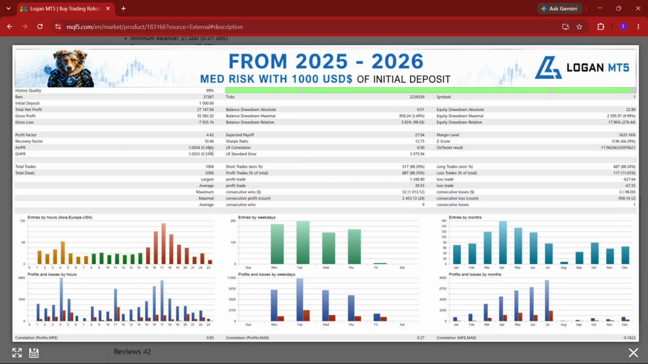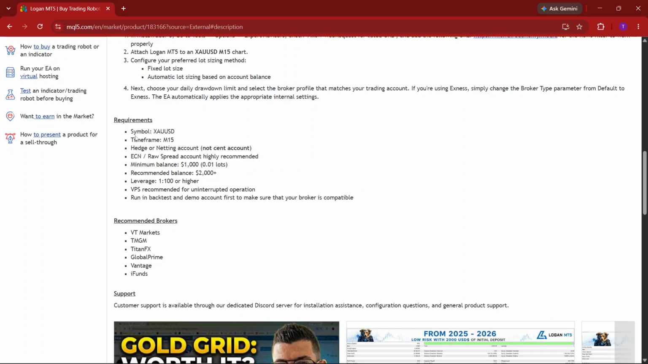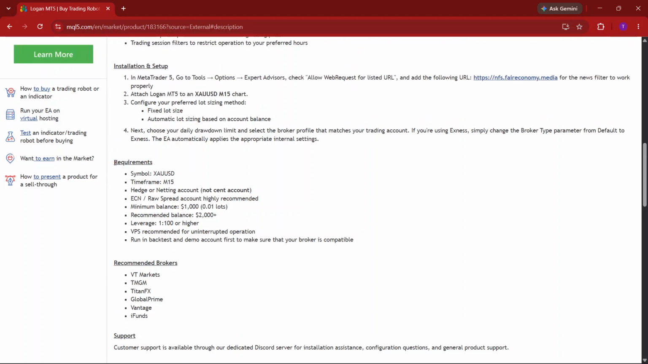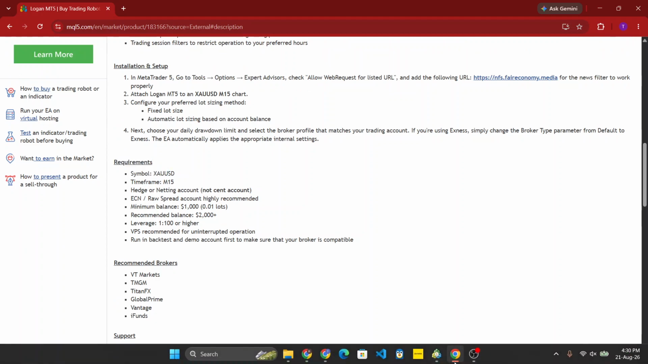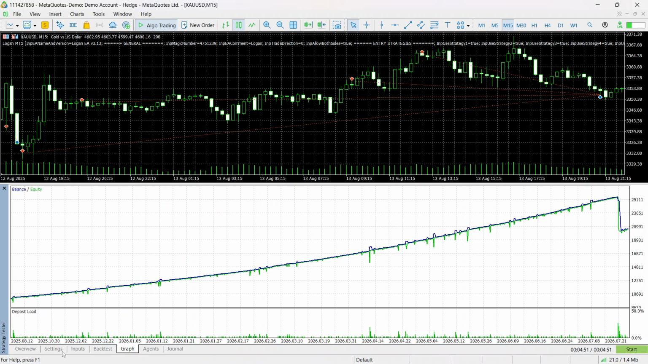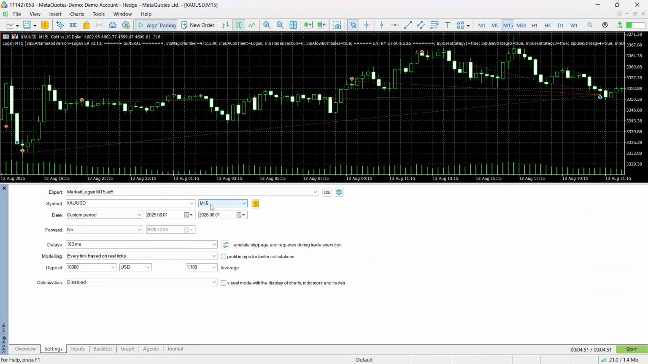And that's the core pitch straight from the developer's own words. You can go through the page to see his marketed tools, but we'll move straight on to the backtest results. My backtest results using Gold USD. Let's go there. Gold USD M15 time frame as recommended, for a period of 1 year, August 2025 to August 2026. Every tick based on real ticks, 1 is to 100 leverage, and a $10K starting deposit.